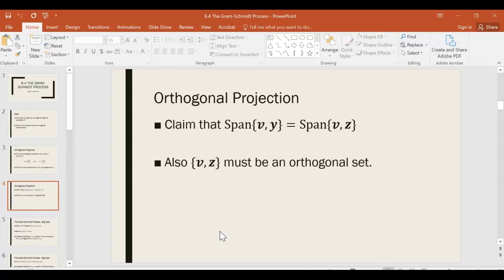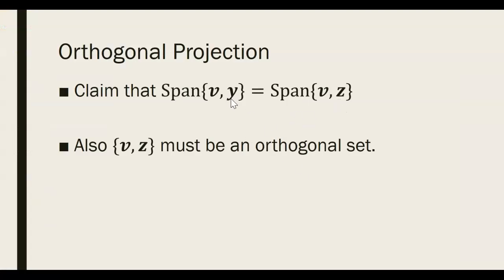And there you have it. So that's the idea. Instead of using Y, we replace Y with the component that is orthogonal to V. So I do the projection of Y onto V, find the piece that's orthogonal, and then we're off to the races. This V, Z must be an orthogonal set, and moreover, it's a basis for the subspace, which is the span of V and Y.